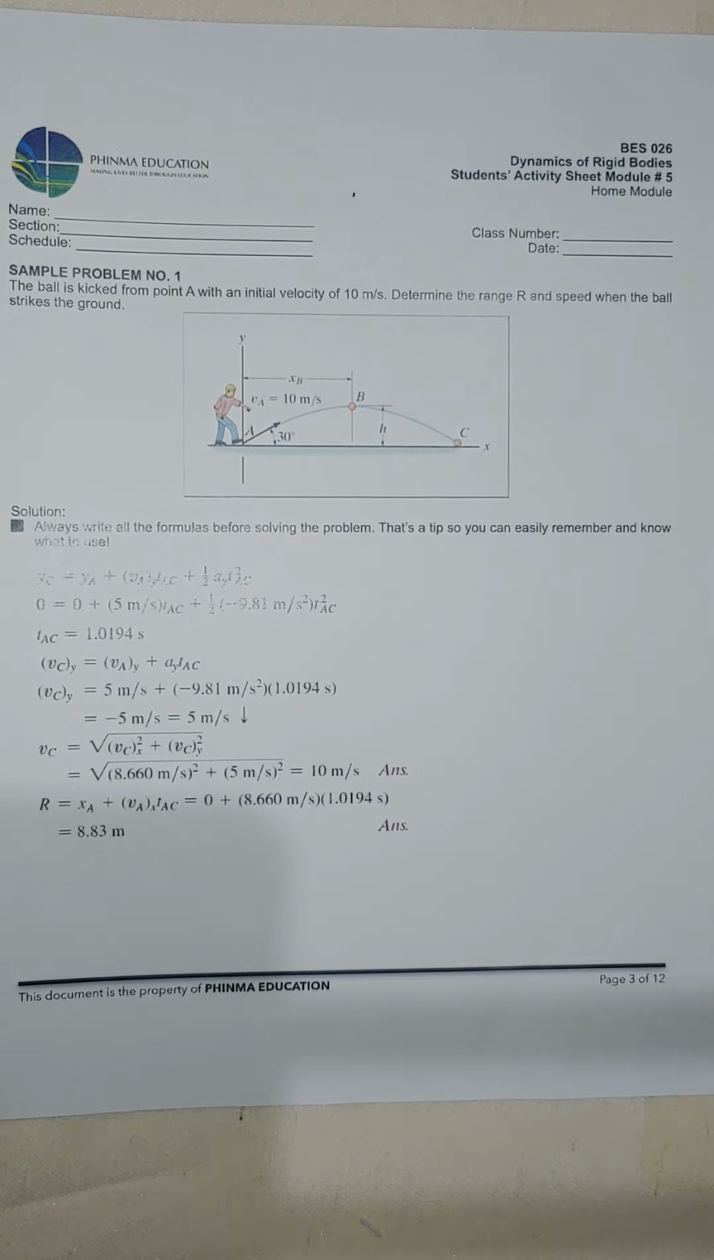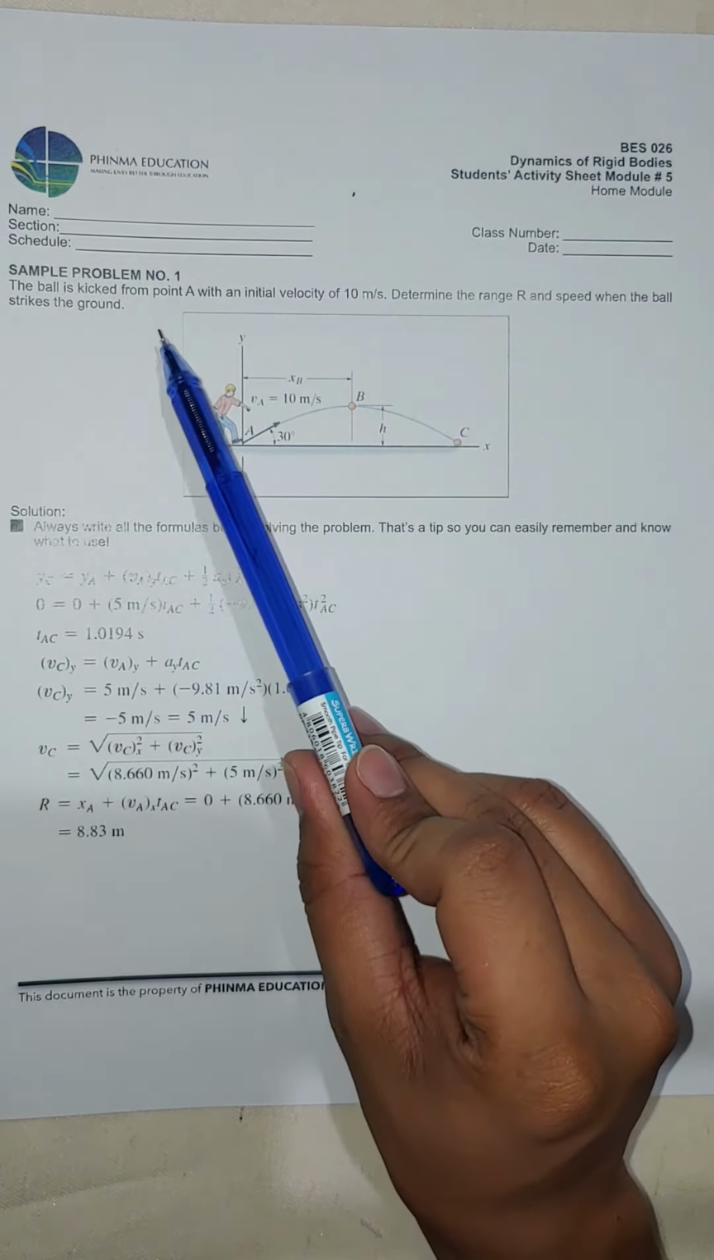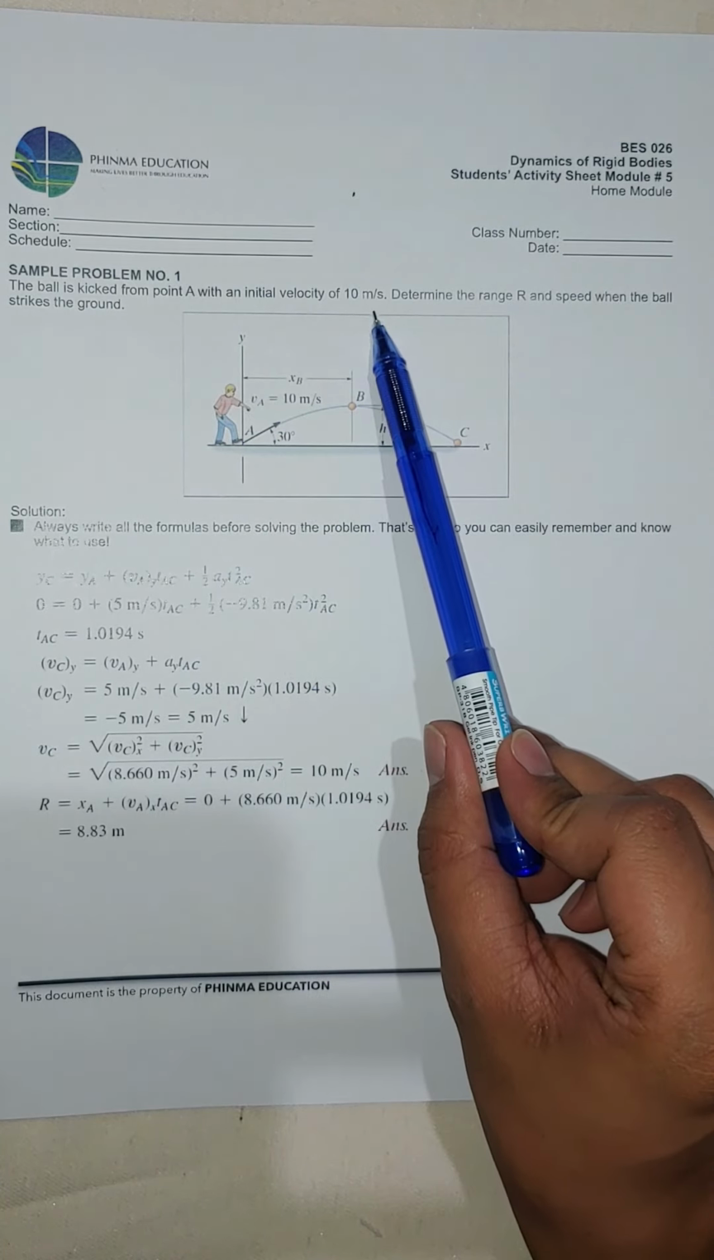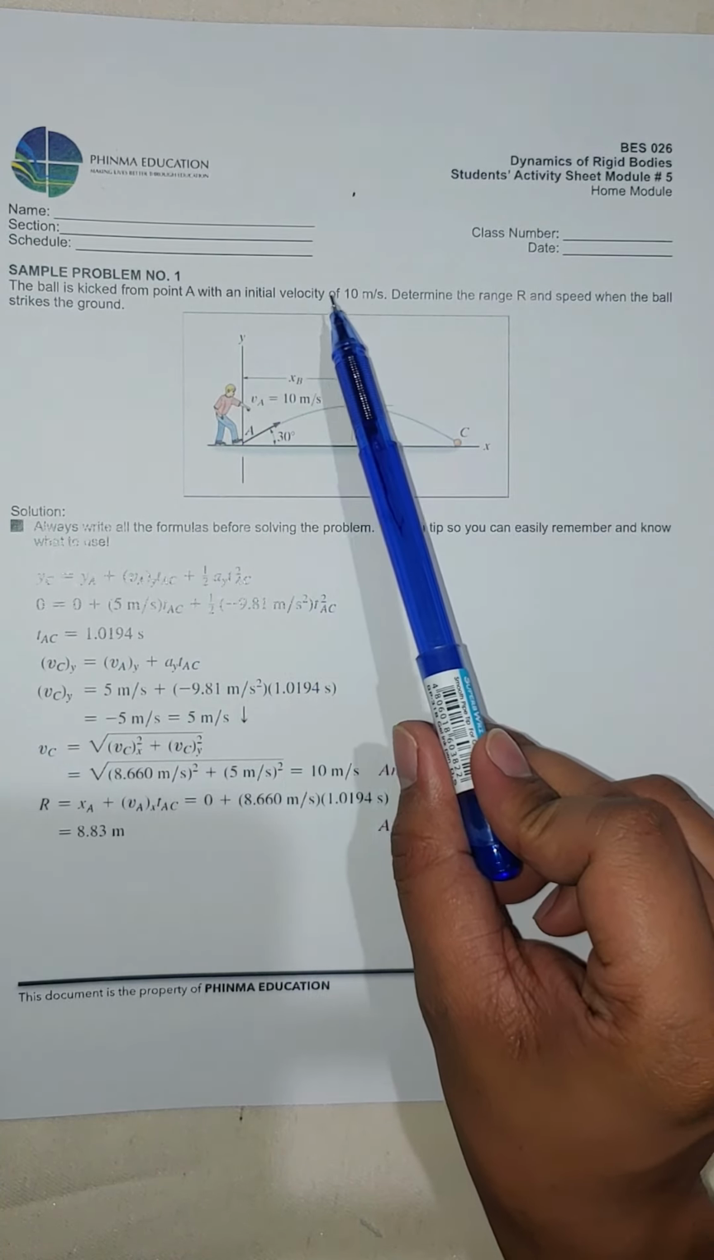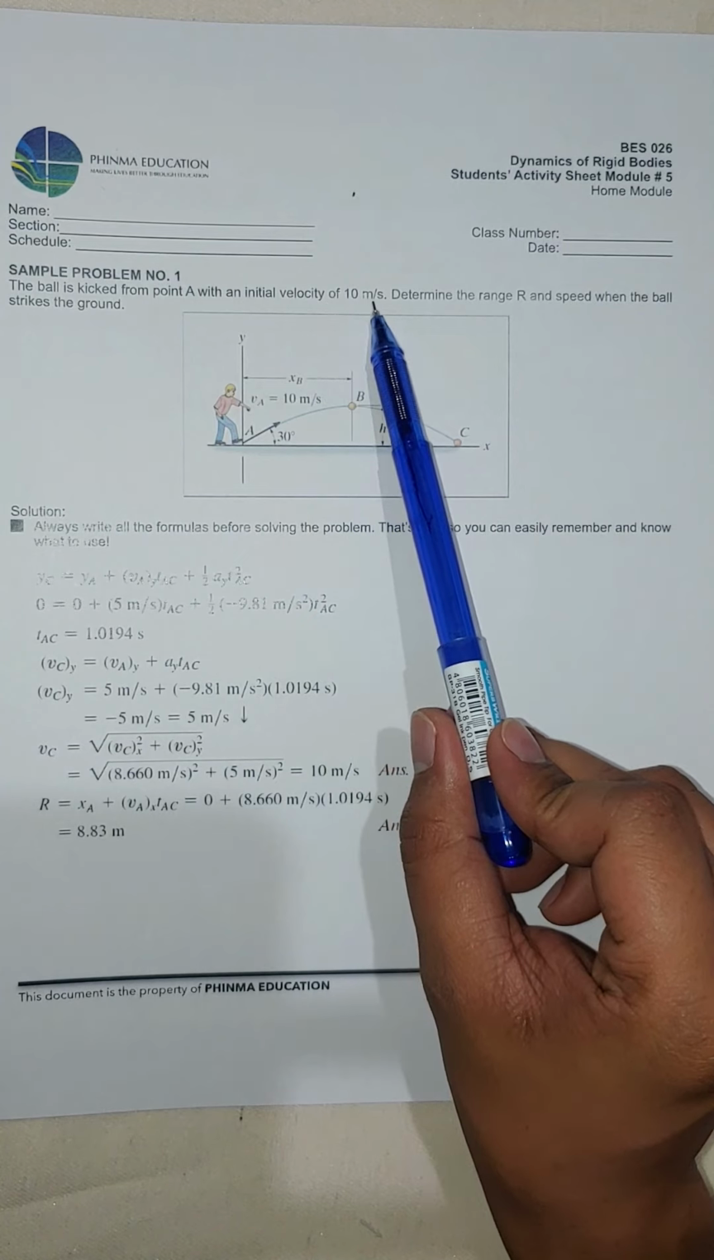Okay, so now let's solve our sample problem number 1 for the motion of the projectile for Module 5. So here is the problem: the ball is kicked from point A with an initial velocity of 10 meters per second. So our initial velocity at point A is 10 meters per second.